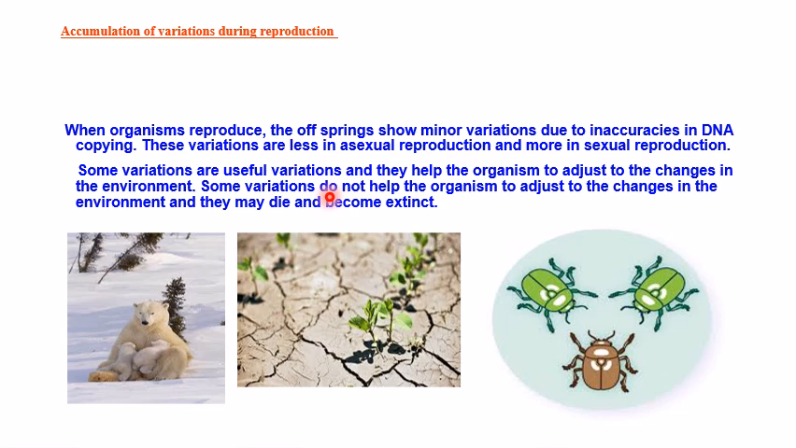Some variations are very useful, and they help the organisms adjust to changes in the environment. So the variation is really good for some species. Even though there is some variation in the environment, it will adjust to that. Some variants do not help the organisms adjust to the change in the environment, and they may die and become extinct. The one which is able to adjust will survive; the one which is not able to adjust will become extinct. This is what we call accumulation of variation. Okay, children, let us discuss the next concept in our next slide.